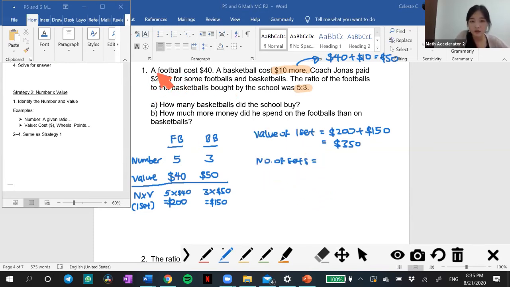Take your total. Okay, they give us here the total, $2,100, divide by the value of one set. So how many sets do you have? Correct, 6.